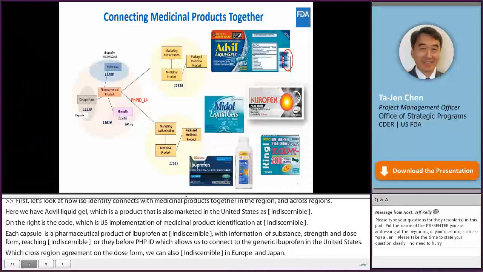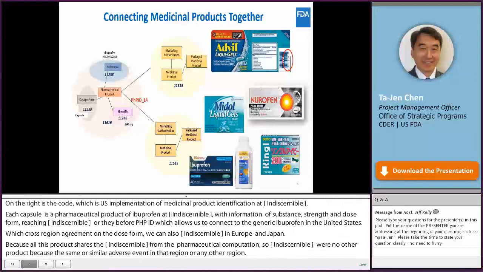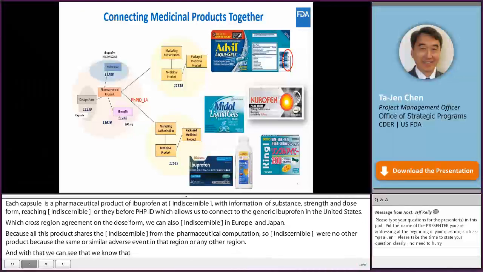when one of the products causes an adverse event in a region, we know other product will cause the same or similar adverse event in that region and in other regions. And with that, we can build a global pharmacovigilance. And also we know that when there's a product shortage with one of these products, the standard enables us to easily identify alternative, and that's how we can mitigate product shortage across regions.